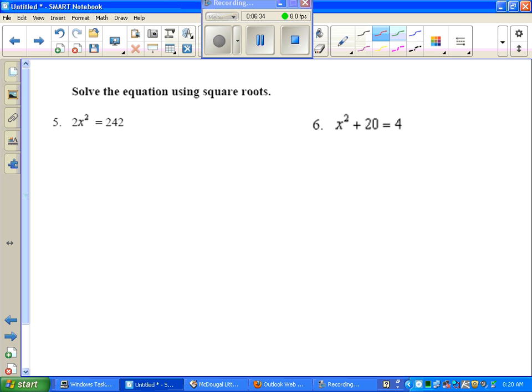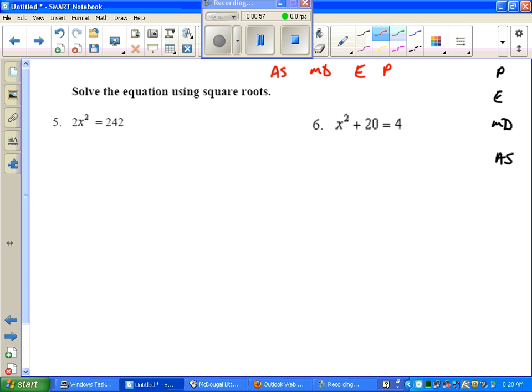Number 5 says solve the equation using square roots. Remember your order of operations. Always please excuse my dear Aunt Sally, or parentheses, exponents, multiplication and division, addition and subtraction. But when you're trying to undo stuff, you want to work backwards. So you look for any addition and subtraction first. Then you look for multiplication and division, then followed by exponents, and finally parentheses.